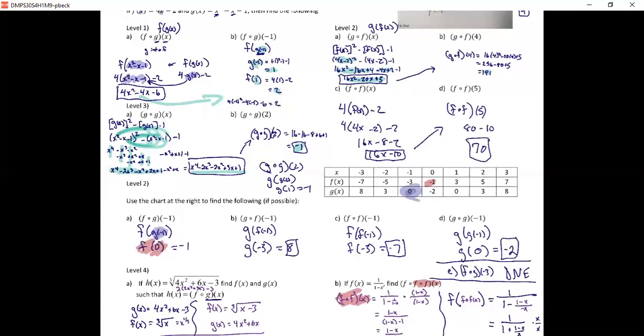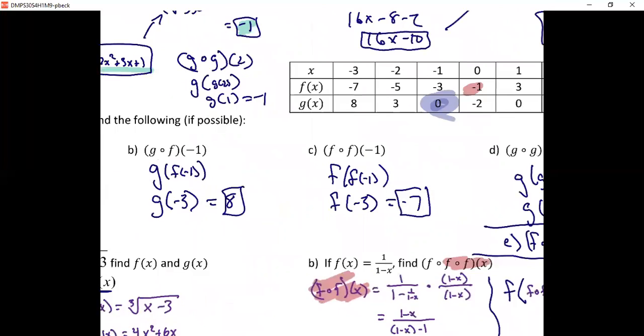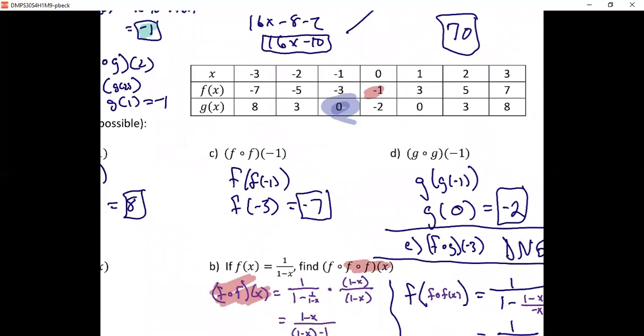Same thing, first find f of negative 1. f of negative 1, as I go to my chart, is negative 3. Now I want g of negative 3, which is 8. f of negative 1 is negative 3. And then I want to find f of negative 3, which ends up being negative 7.